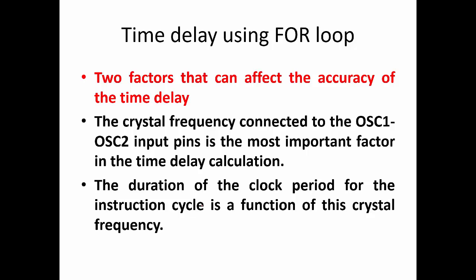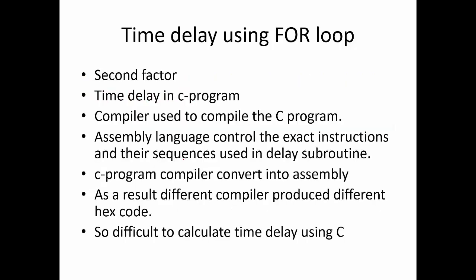Normally two factors affect the accuracy of the time delay. One is the crystal frequency that is connected to the oscillator 1 and 2 input pins. It is the most important factor in the time delay calculation. The duration of the clock period for the instruction cycle is a function of this crystal frequency. In order to execute one instruction, how many cycles it will take, how many clock pulses it will generate, that is the thing.